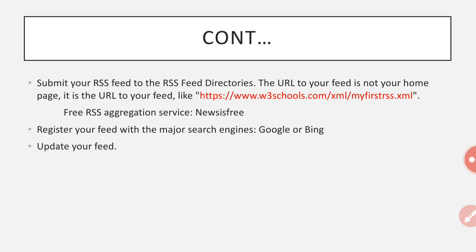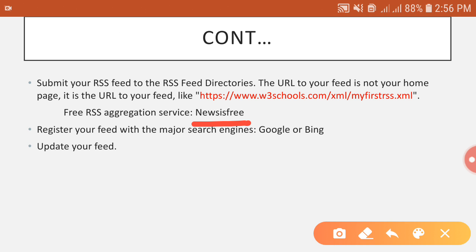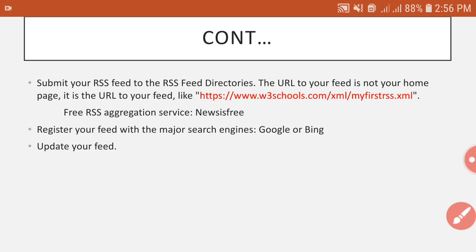Then the next step is submit your RSS feed to the RSS aggregators. A free RSS aggregation service you can use is News is free. Then register your feed with the major search engines like Google or Bing and then update your feed frequently so that users can view it.